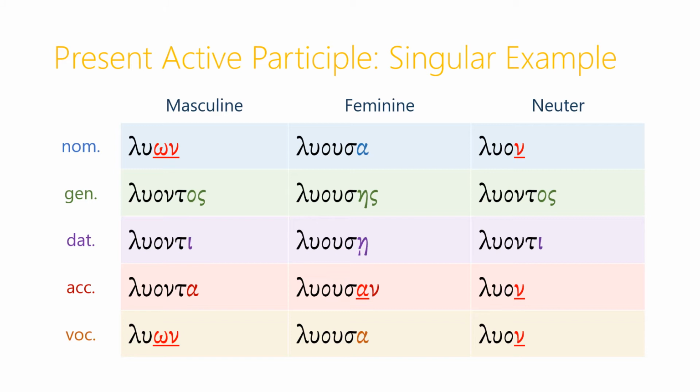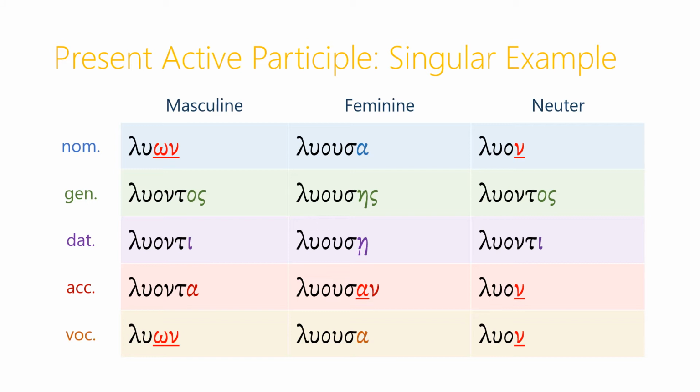In the dative, similarly, we have that third declension iota ending that goes right on after the voice indicator nu tau. So in the masculine and the neuter singular, in the dative, we have luonti. In the accusative, as usually with neuter nominals, the neuter accusative form is the same as the neuter nominative form.